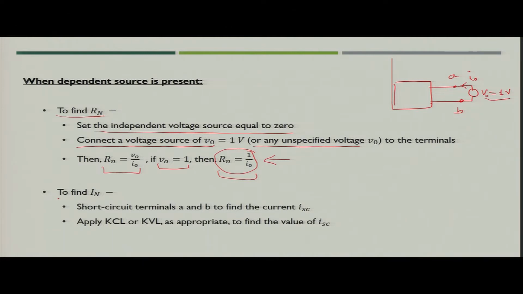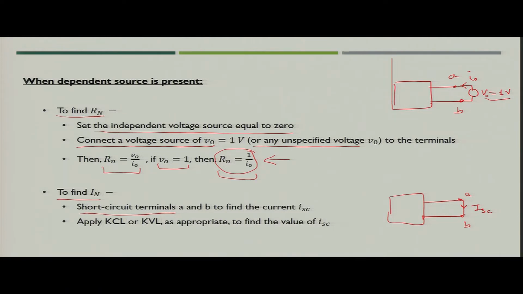Now, next we need to find out the value of Norton's current. That means you have to short circuit the terminals A and B. So, you have the network, you have the terminals A, B. Now, you need to find out the value of short circuit current. That means you first short circuit both terminals and find out the value of current flowing through the short circuited terminal A, B.